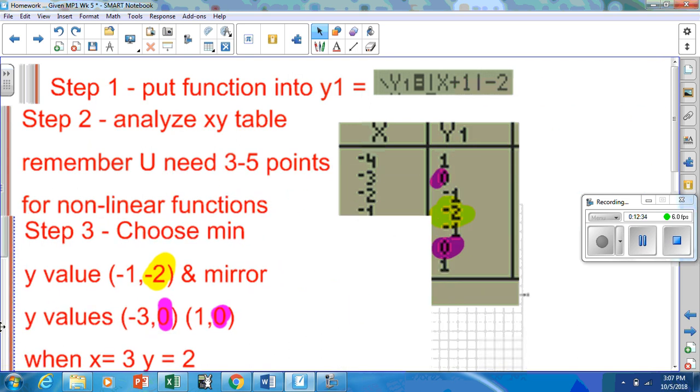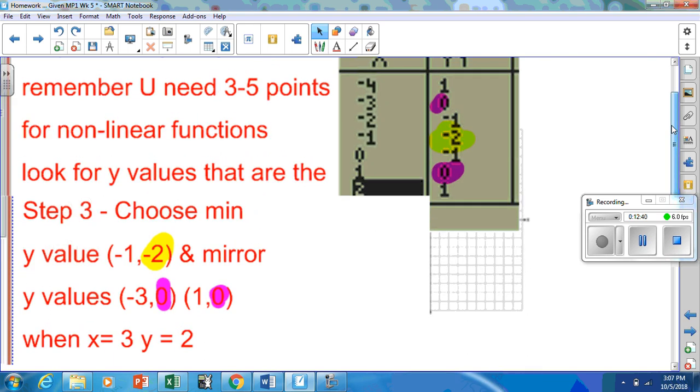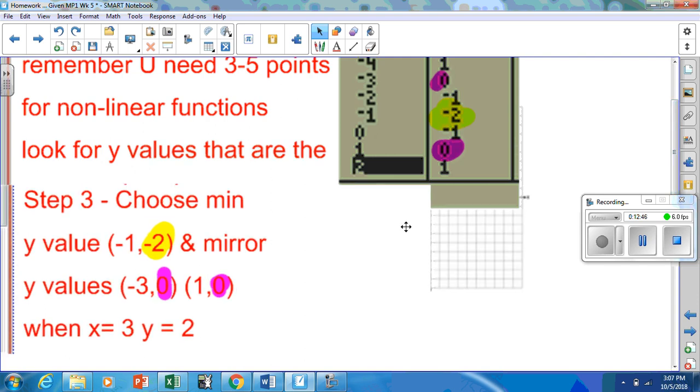So how would we write this? Well, we would write this as the following: negative 1 comma negative 2 would be our minimum value. Our x-intercept values would be negative 3 comma 0 and 1 comma 0. And the answer to the question was, when x is 3, what's the value of y? Well, it's not featured on here, but it would be 2.